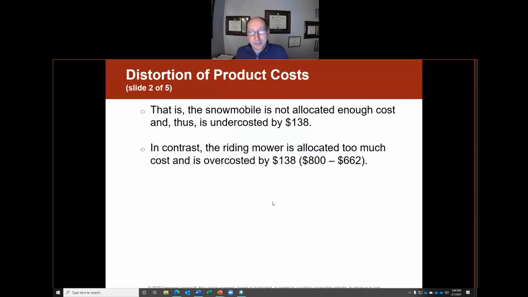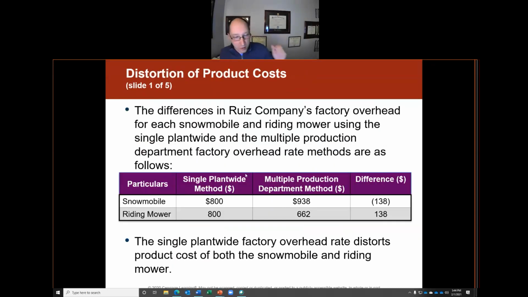Okay. Let's jump into this one. This concept gets a little bit confusing for some people. So if you have a question as we talk about the distortion of product costs, make sure you ask your question. I'm sure you're not the only one with that question. Okay. Distortion costs, what are they? Distortion costs is the difference between the methods.